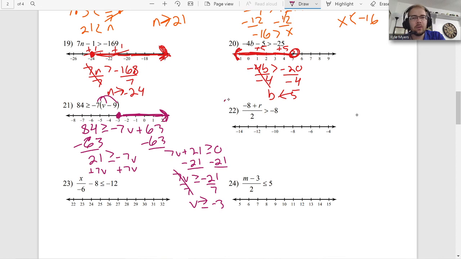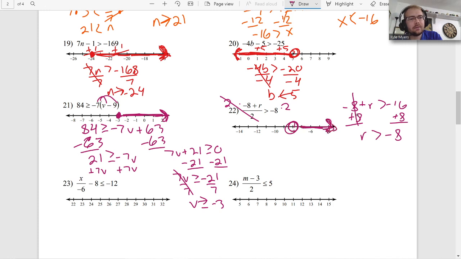Okay, here I want to multiply both sides by 2. Multiply by 2, multiply by 2. So then the 2's cancel there, and I have negative 8 plus r greater than negative 16. Then I'm going to add 8 to both sides here, and I have r greater than negative 8. Here's negative 8, open circle, greater than goes to the right.